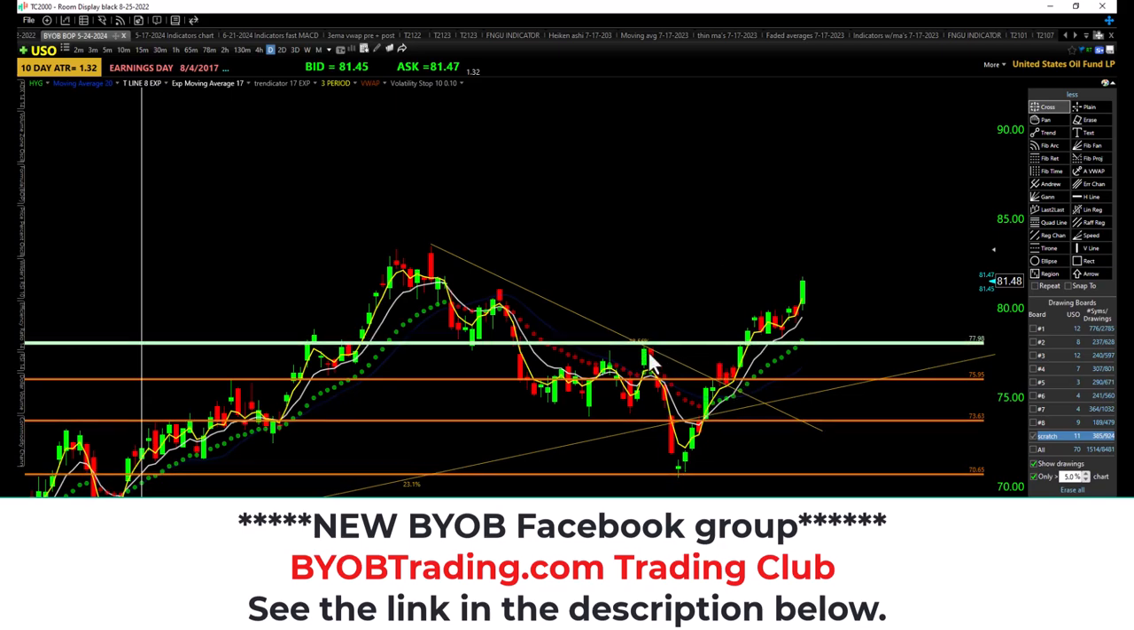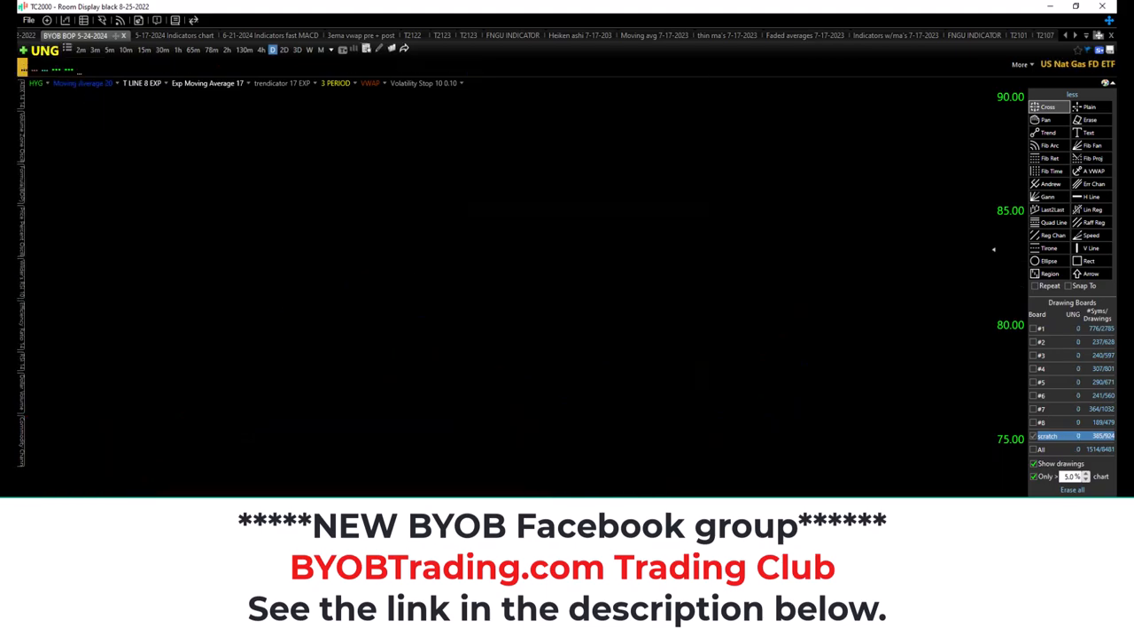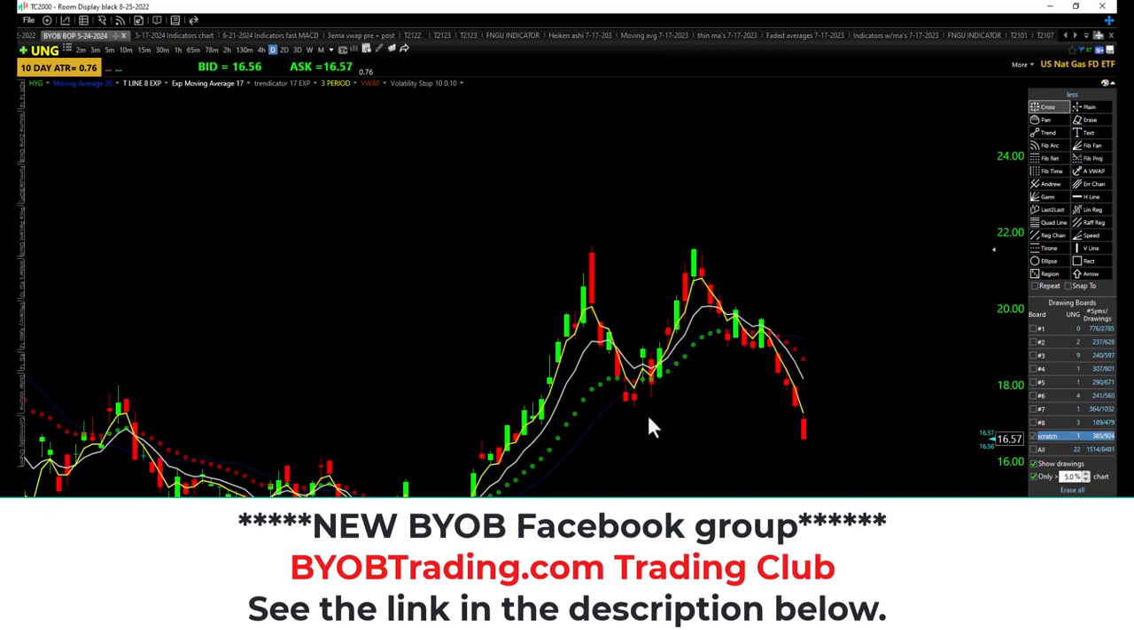In an uptrend, we've been in an uptrend since we took out this high right here. Today's price action, really nice candle. Higher high, higher low, closing over the bullish trap, over the 17. UNG now in a new downtrend because we took out this low. So UNG is in a downtrend, lower high, lower low, closing under the bearish trap underneath the 17 EMA.